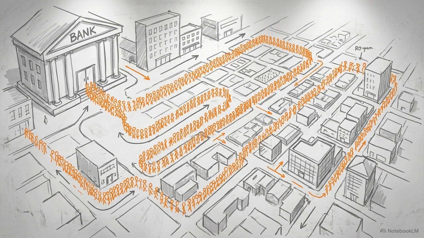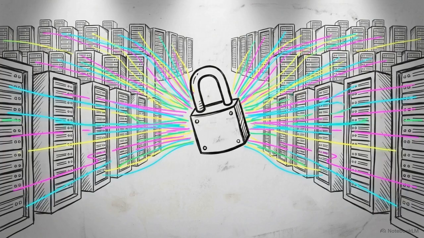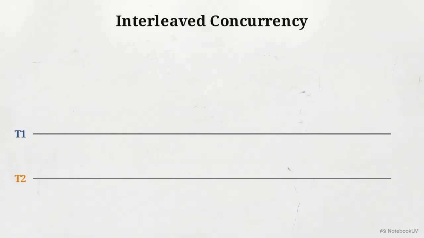But if an international bank processed transfers one at a time, the backlog would take years to clear. Systems have to run thousands of transfers at once, and that creates a specific engineering challenge. Modern databases use multi-programming to execute thousands of transactions concurrently. This means their operations have to interleave on a shared timeline.